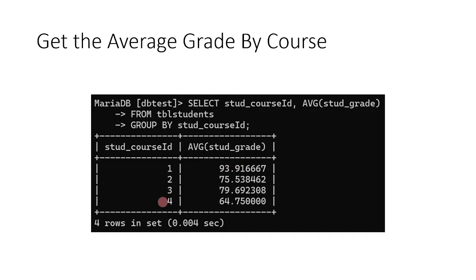And for BSHM we have 64.75. So this is now the average grade of all BSHM, and here is for BSIT. I forgot 2 and 3.